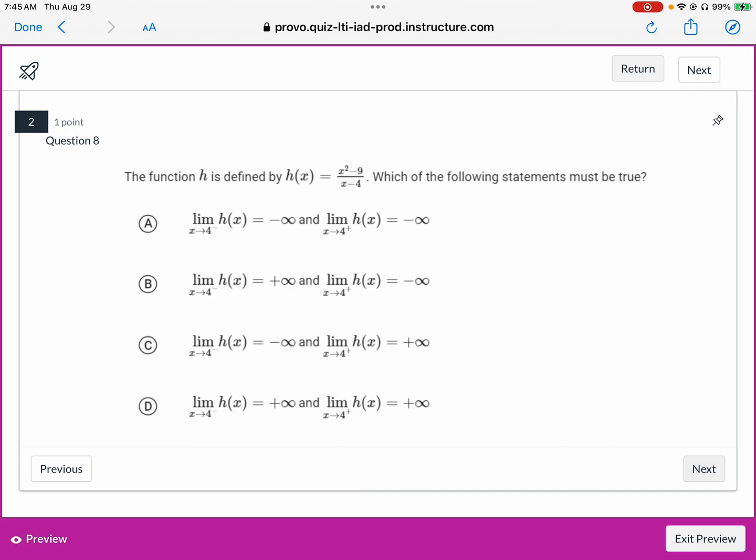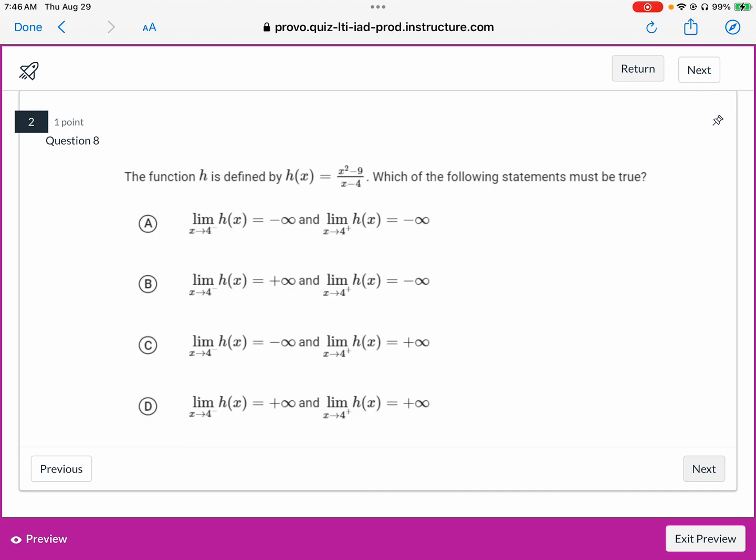So the function h is defined by, given there, which of the following statements must be true? So what would I do here? It looks like it's trying to use definitions of asymptotes and vertical asymptotes at that. Because I can look at all of these options, you're evaluating the limit as x approaches 4 from the left and from the right, and the output of the limit is infinity. So that's a vertical asymptote. Now you just have to know which one of these is correct.